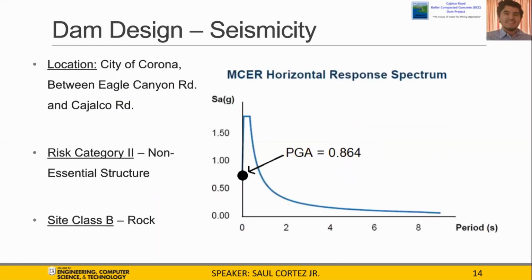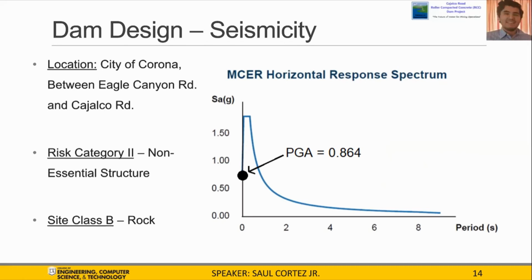The peak ground acceleration, as depicted to the right in the design acceleration response spectrum, is 0.864, determined in accordance with ASCE 7-16. MCER is the maximum considered earthquake within the response spectrum. The structure is categorized as risk category 2 and site class B, as determined from the geotechnical report.